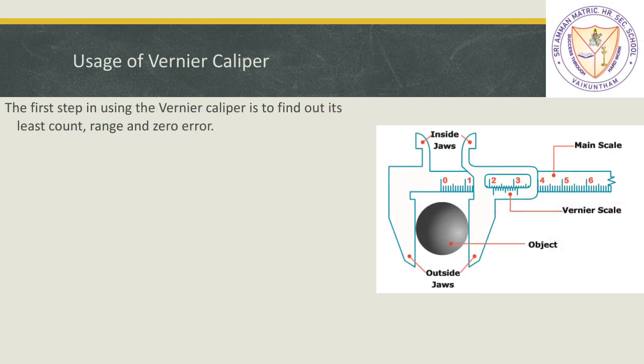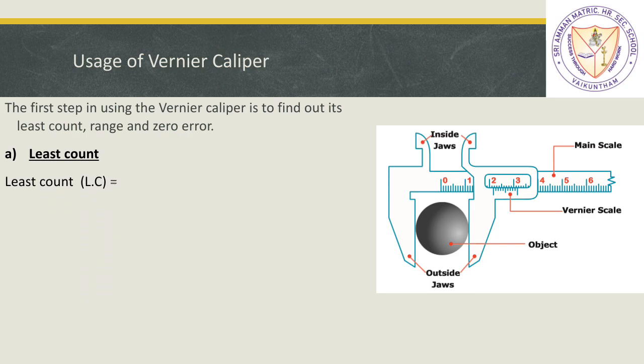So how do we actually use vernier calipers? The first step in using the vernier calipers is to find out its least count, range and zero error. First we will find out the least count. So what is least count? We have already learned it. In this case, this is an instrument for measuring length, so we can define it as the smallest length which can be measured using the vernier calipers. So how to calculate that?